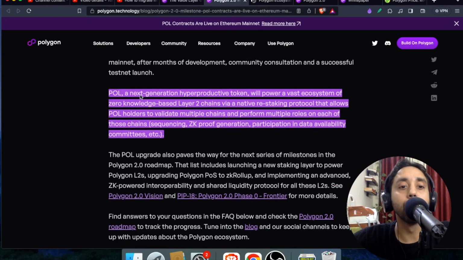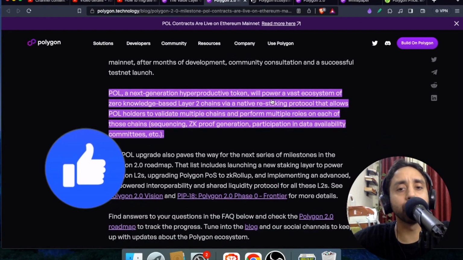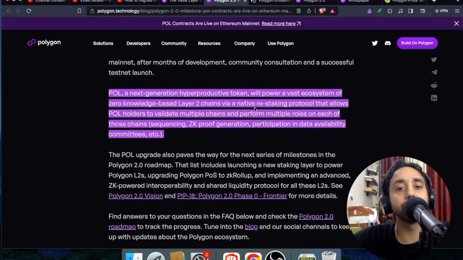Here is the answer. POL is a next generation hyper-productive token. It will power a vast ecosystem of zero knowledge based layer 2 chains via a native restaking protocol that allows POL holders to validate multiple chains and perform multiple roles on each of those chains: sequencing, ZK proof generation, participation in data availability committees, etc. So all this will be taken care of by the POL token.